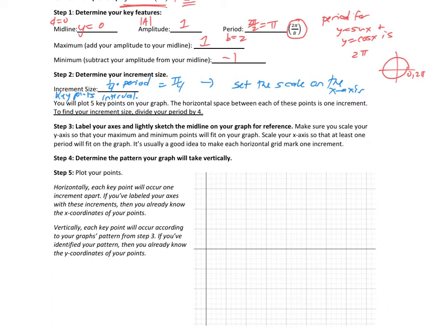Step 3 is to label your axes. Step 4 is to determine the pattern. That means the key points are going to occur at the maximum, the midline, and the minimum. And then we're going to go ahead and plot our points.